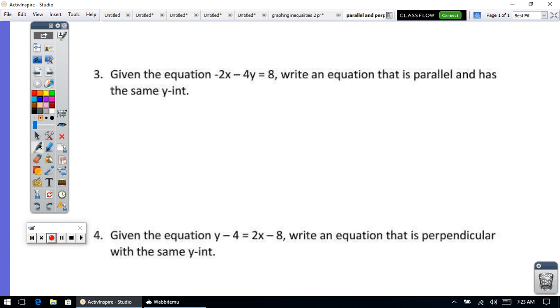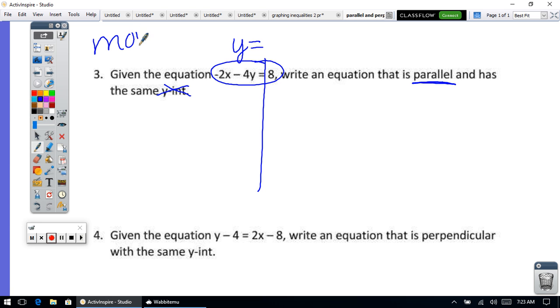Let's look at 3. Given the equation, -2x minus 4y equals 8, write an equation that is parallel and has the same y-intercept. Well, to be quite honest with you, same y-intercept, so we're just going to put this in y equals form. It's going to be impossible to write an equation that's parallel, and I'll show you why here, with the same y-intercept. But I've been telling you guys, you cannot do anything with an equation unless it's in y equals. This is not in y equals. I can't write a parallel slope. The slope is not -2. So we have to do move divide, right?